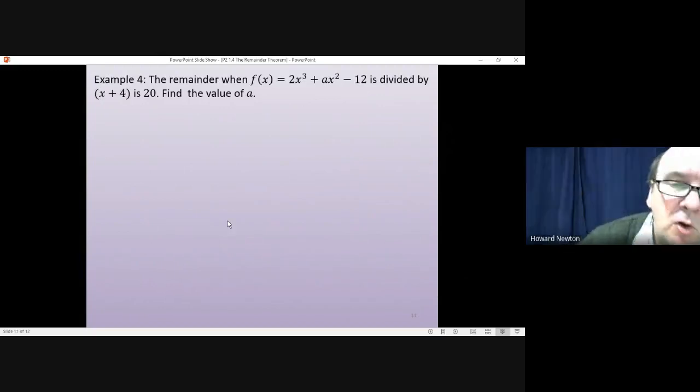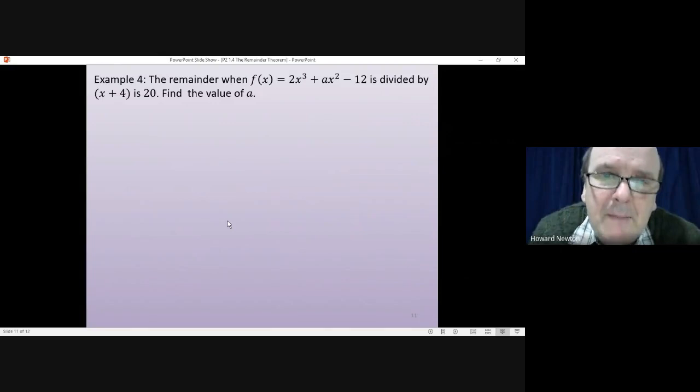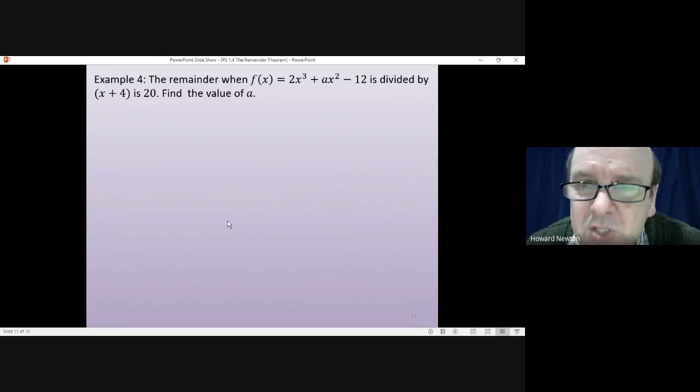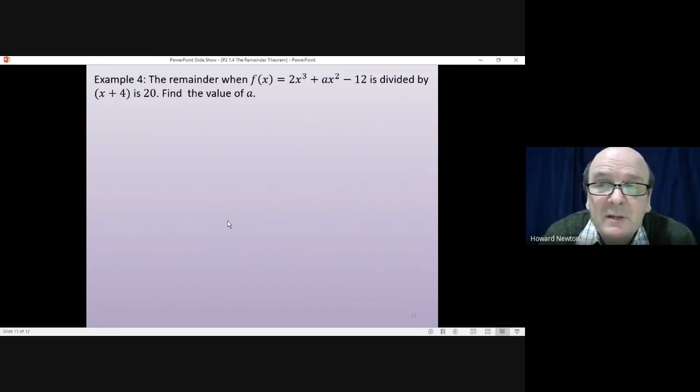Okay, example 4, slightly different, but the same idea. We're told in the question that the remainder, when f of x equals 2x cubed plus ax squared minus 12 is divided by x plus 4, is 20. So we're told what the remainder is, but we have to work out what the value of a is. So what we know is, we know that f of minus 4, if we put minus 4 into the function, we will get 20 for the answer. Okay, bearing that in mind, see if you can work your way through this question by yourself and find the value of a. So have a go, pause the video, and come back to me when you're ready.